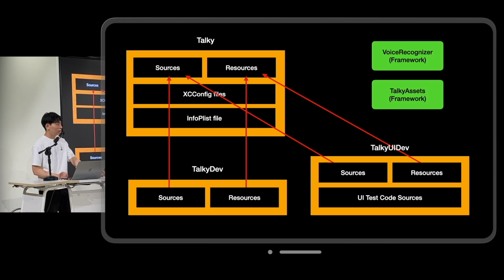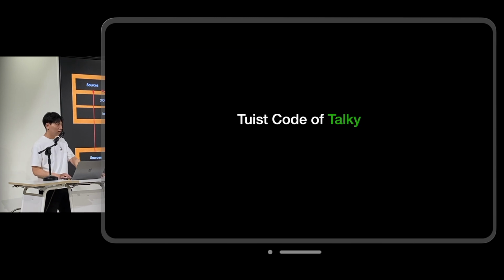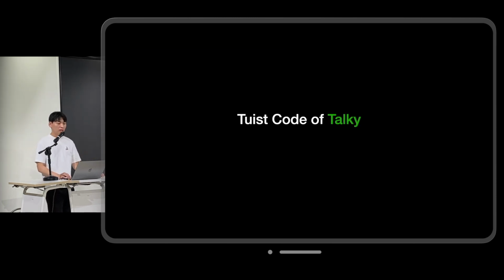Finally, Voice Recognizer. Voice Recognizer is a framework dedicated to voice recognition. This handles the states of the voice recognition engine and the resulting text conversion. Now, let's take a look at the Tuist code for Talkie and explain how Tuist can be used.